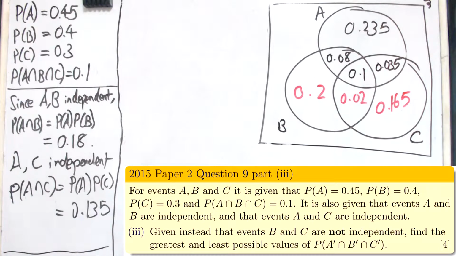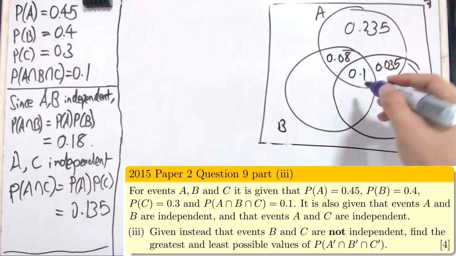So let's take a look again at our Venn diagram from part 2 of the question. I've actually color-coded my answers from the previous part. The ones in black are only using the information given in the initial paragraph, so these are still valid. The ones in red, however, use the fact that B and C are independent. For part 3 of the question, B and C are no longer independent, so the parts in red in our Venn diagram are no longer valid, so I'll proceed to erase them.